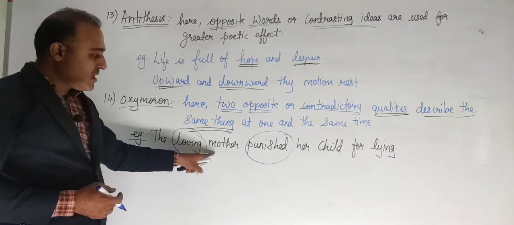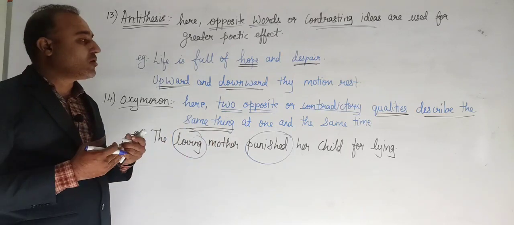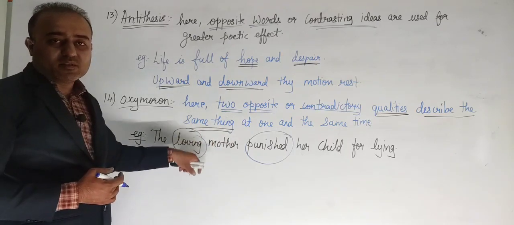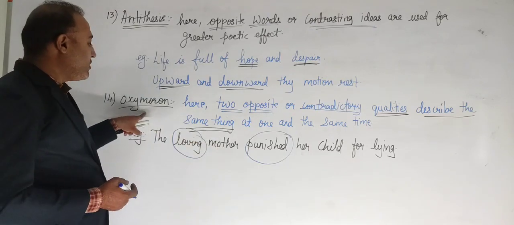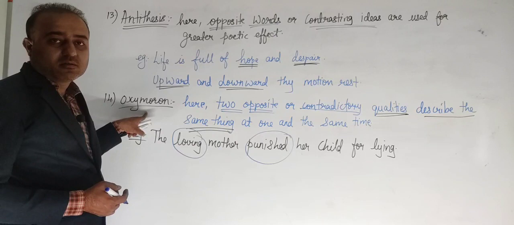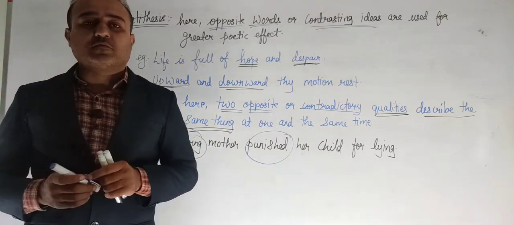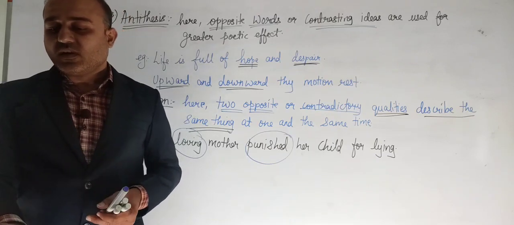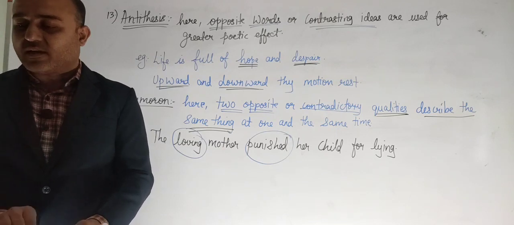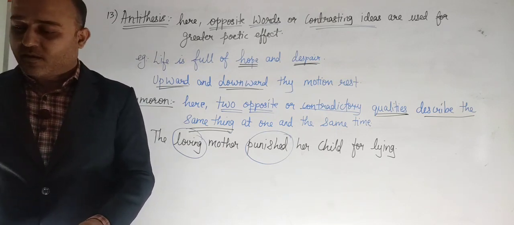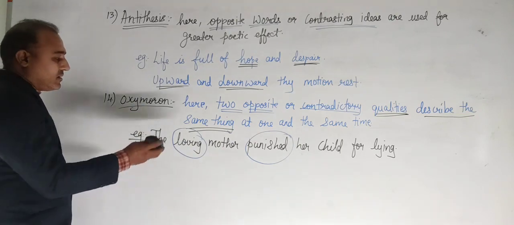The loving mother punished her child for lying. So loving and punished are both contradictory qualities in the same sentence, described for the same person, that is the mother, and therefore the figure of speech used over here is oxymoron. Okay, so I hope this figure of speech is clear to you, right? So let us see another figure of speech, that is climax. Okay, so I'll rub the board.